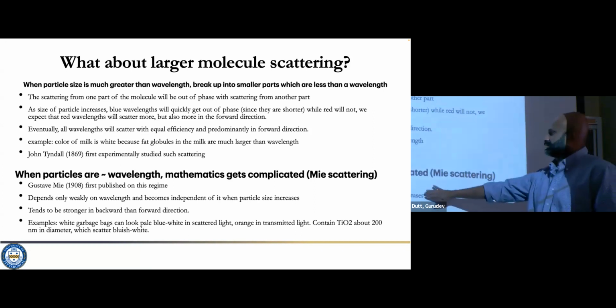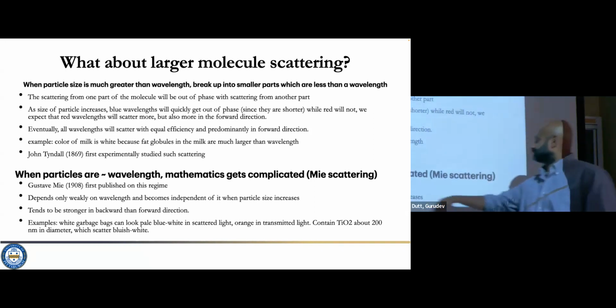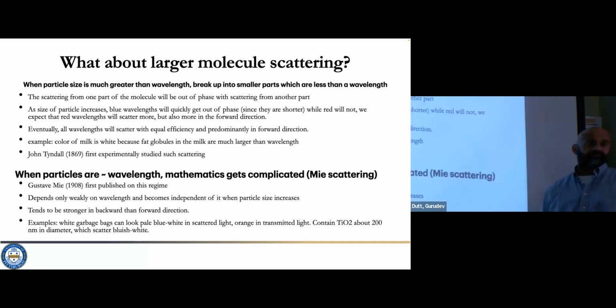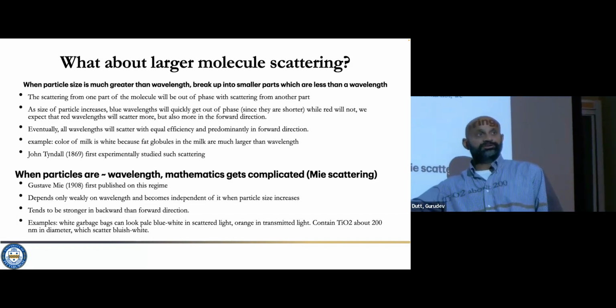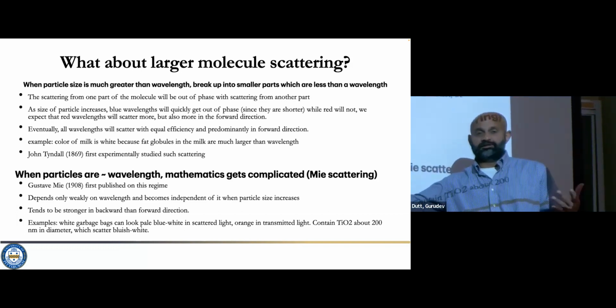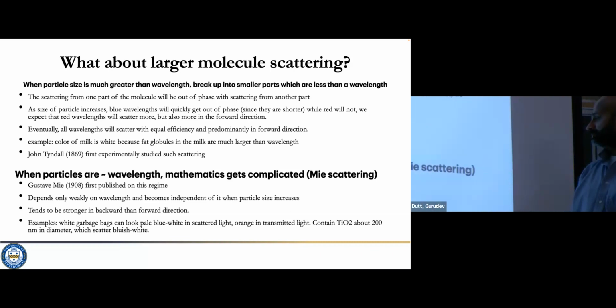But the essential idea is that it only depends weakly on the wavelength, and becomes completely independent of the wavelength as the particle size increases. By that I mean when it's on the order of a wavelength, and as it gets bigger, it starts to become independent of it. It tends to be stronger in the backward rather than the forward direction, which is kind of an interesting and weird effect.